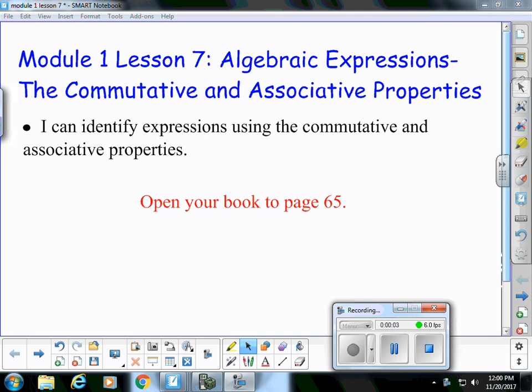Lesson 7, Algebraic Expressions, the commutative and associative properties. In this lesson, you will identify expressions using the commutative and associative properties.